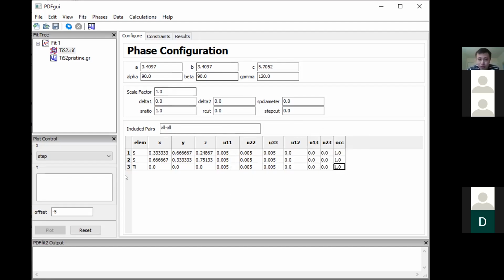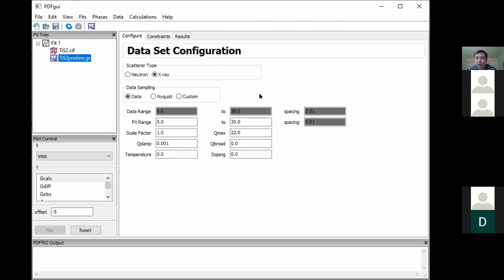Okay, so this is about the structural input. The PDF GUI is doing something for you, for example, generating additional atoms in the unit cell for you, and also having them prepared with all the structure information prepared here. Let's move on to this file. So this is the data file. Remember, GR is actually the r-space PDF data. So this is the data file we'll be fitting against.